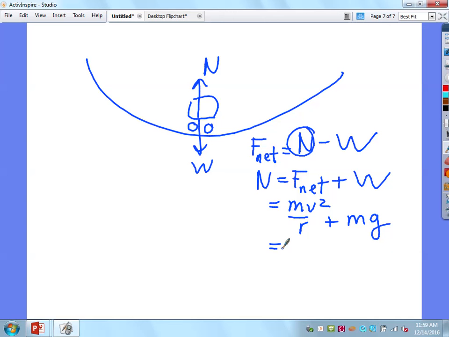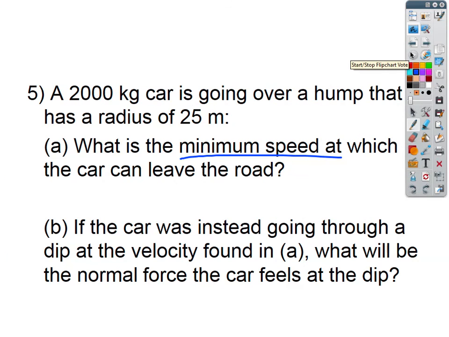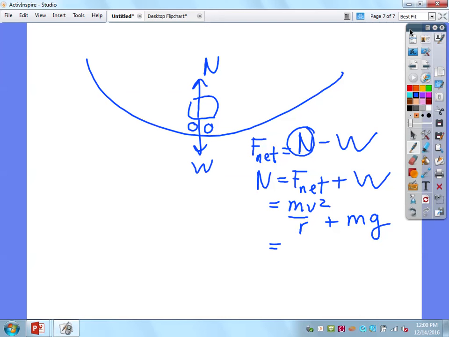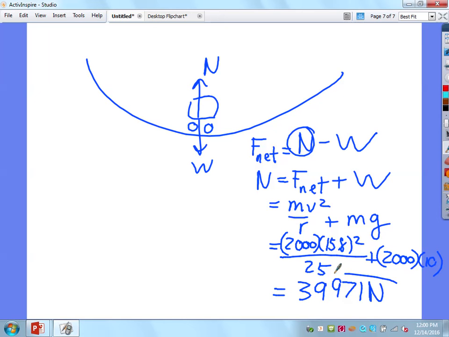Let's plug everything in here. So this would be 2000 times 15.8 squared over 25 plus 2000 times 10. And I get an answer of 39,971 newtons. And again, if you feel like I make a mistake, always just let me know.